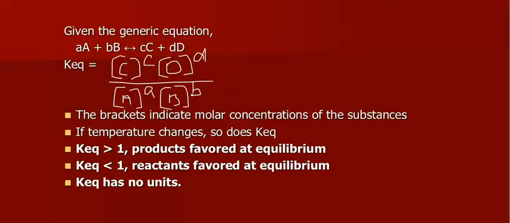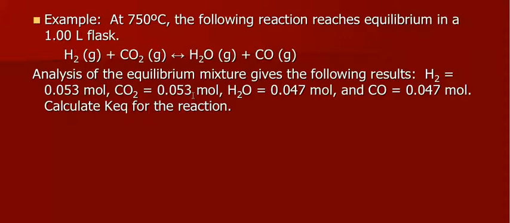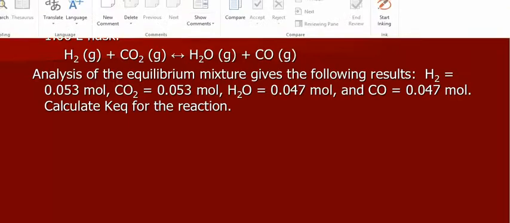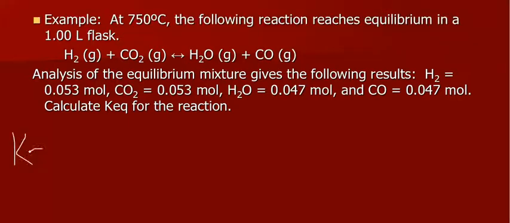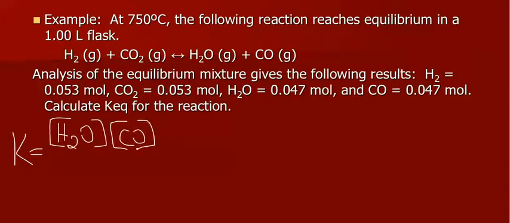So the brackets indicate molarity, and K is going to tell us whether reactants or products are favored at equilibrium, and K has no units. So let's look at some examples here. In this first example, we're given the equilibrium concentrations of all reactants and products and asked to calculate KEQ. So K is equal to products, which in this reaction are H2O and CO, divided by reactants, H2 times CO2.